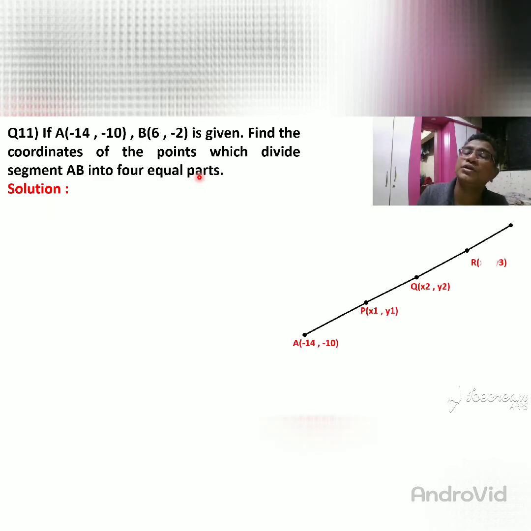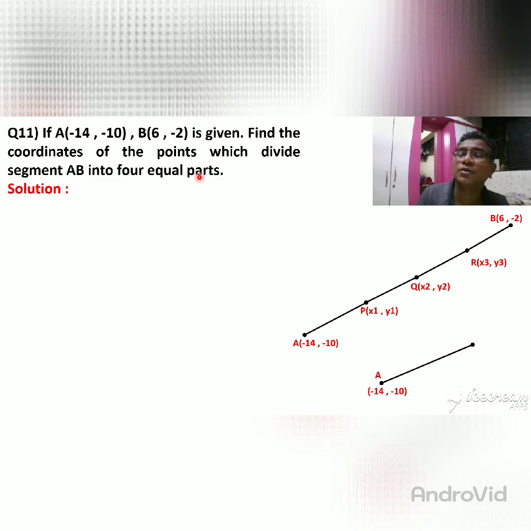A is minus 14, minus 10, B is 6, minus 2. Find the coordinates of the points which divide the segment AB into 4 equal parts. In the first problem they were divided into 3 equal parts, but in this problem they are divided into 4 equal parts. Means 4 parts are equal. So first we can draw the diagram and afterwards we can give the name for each and every point.